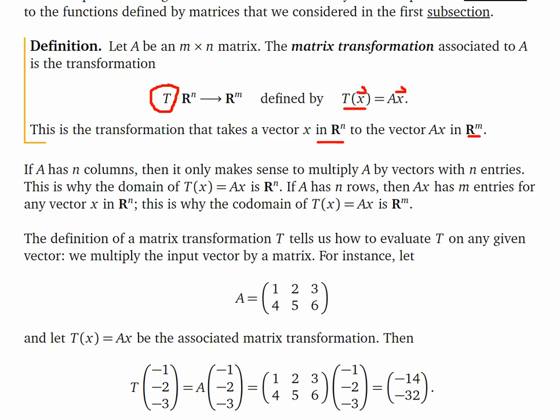And these matrix transformations have a matrix that's associated with them. It's called the standard matrix. So this matrix is the standard matrix of the transformation T. Every linear transformation has a standard matrix, and every matrix can be the standard matrix for some linear transformation.